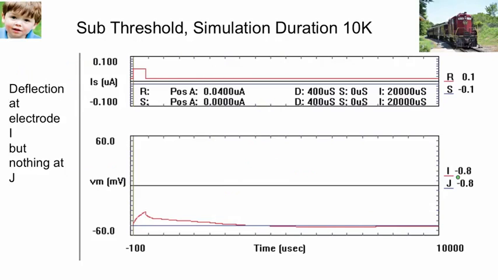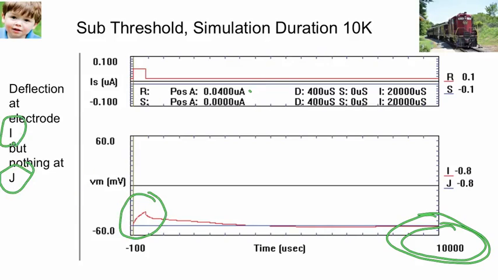So what I've done here is I've just changed the time duration of the experiment a little bit. You notice 10,000 over here now instead of 6,000 before. Before we were doing the calculation for 6 milliseconds, 6,000 microseconds. Now we're doing the calculation for 10 milliseconds or 10,000 microseconds. I've reduced the stimulus back down to 40. And just as before, nothing happens at J. We get the little bump at I.